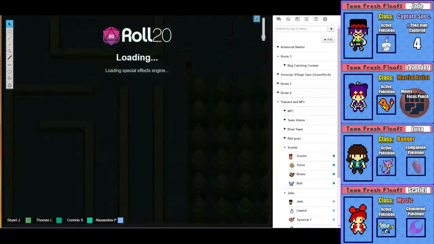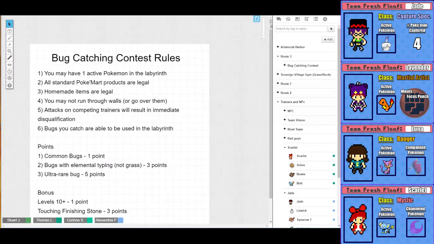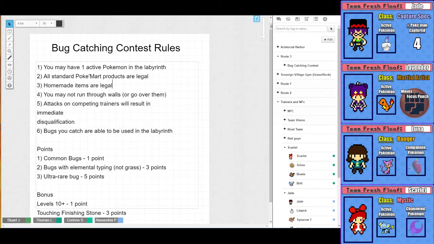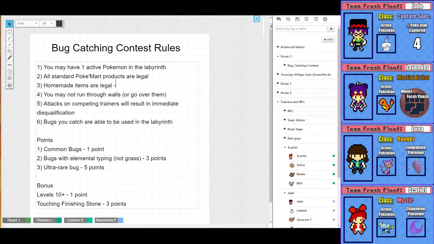All right, I'm good. Okay. Not only that, here's the other thing. All standard Pokemon products are legal, so you can buy from this Pokemon here. All homemade items are legal. I should put a little thing here that are from Sovereign... I spelled that wrong. I can never spell Sovereign right. Whatever. Village. Oh, I see.